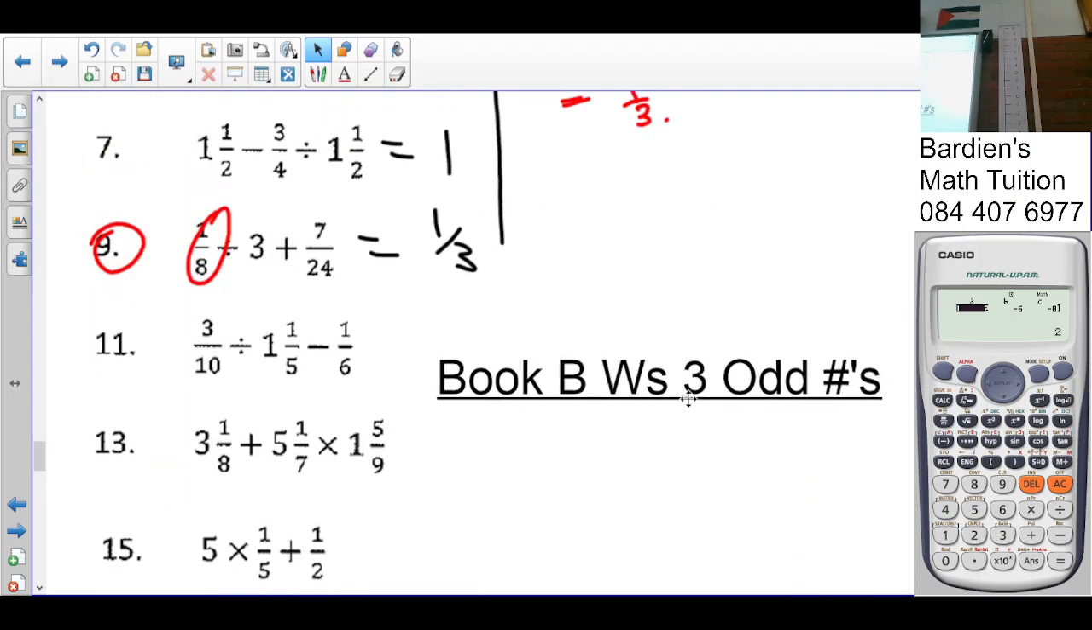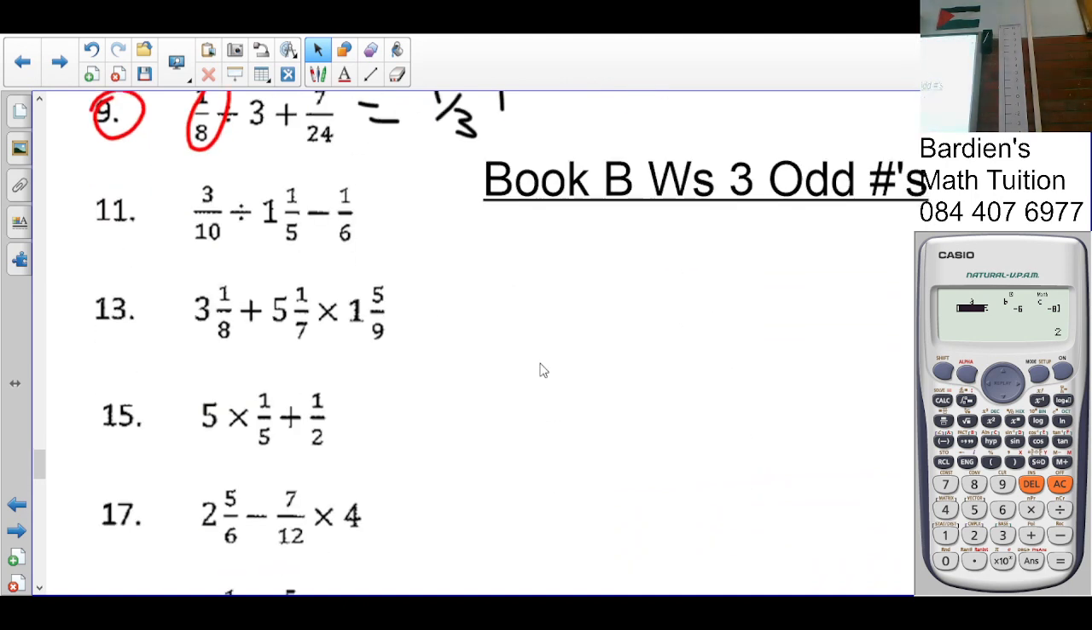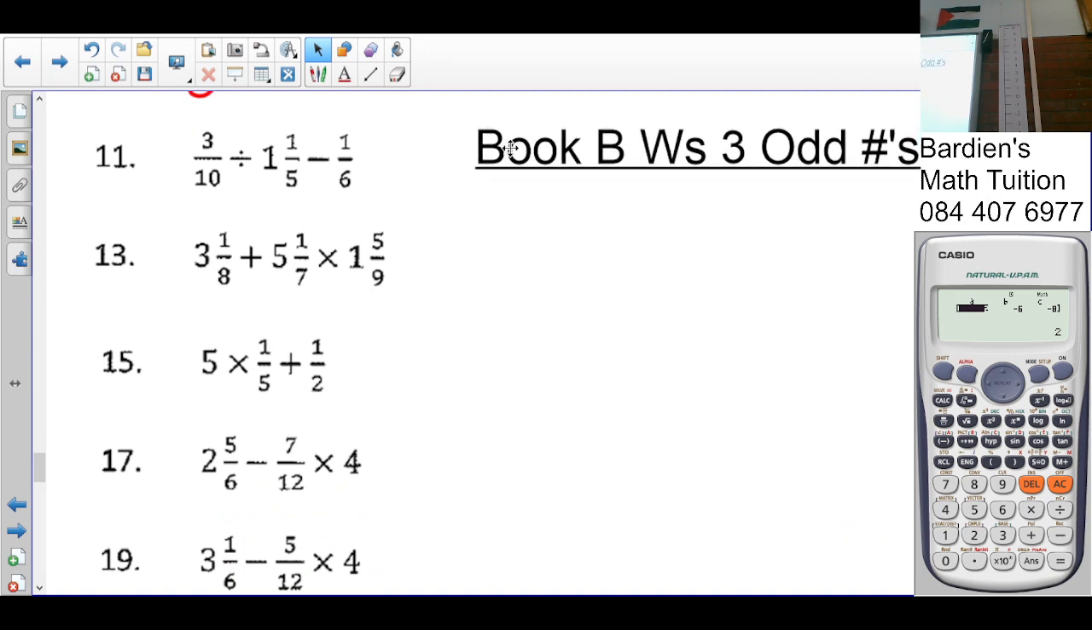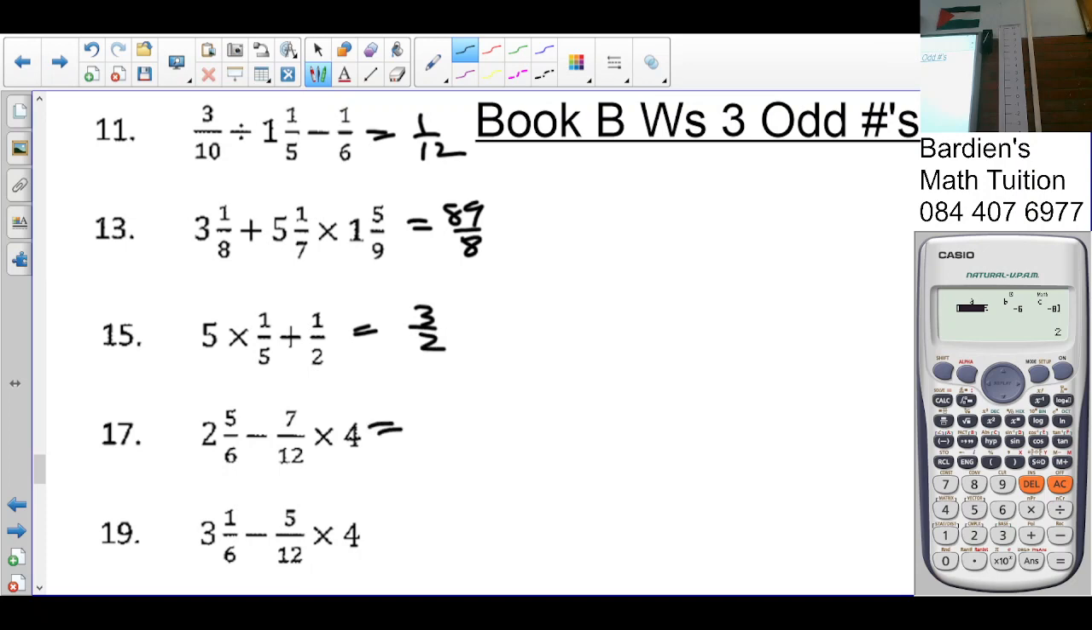Number 11. What's your answer to number 11? 1 over 12. Number 13. 89 over 8. Number 15. 3 over 2. Number 17. I'm just hearing one person giving the answer. 19.